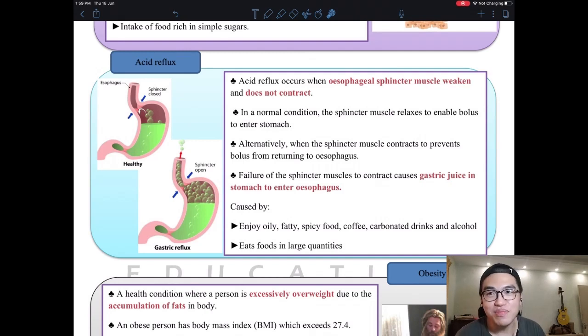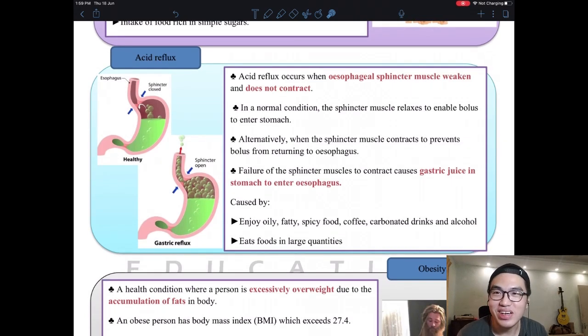Okay, a lot of people actually mistake this for cardiovascular disease. They think they're going to have a heart attack, and then they go and take an endoscope and say, oh, actually I have acid reflux.